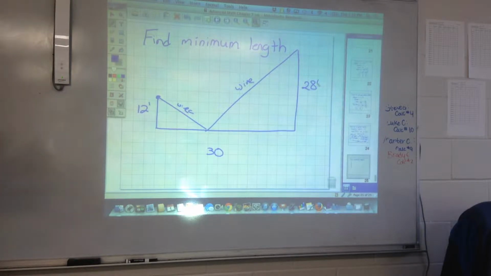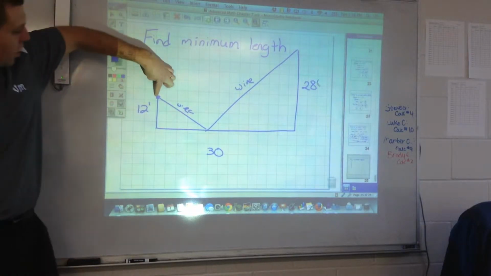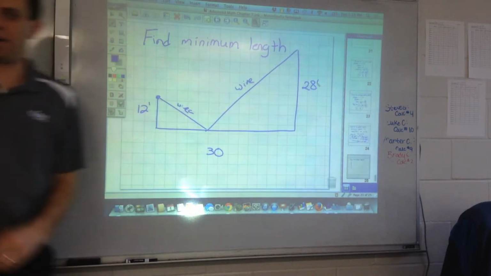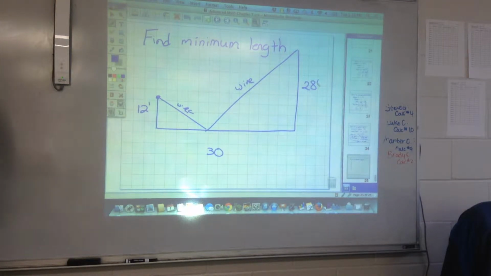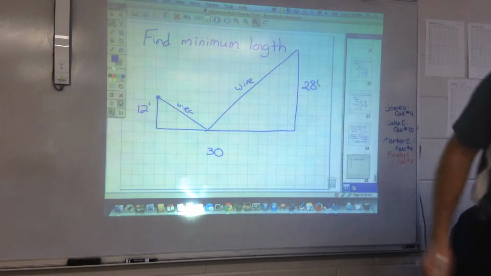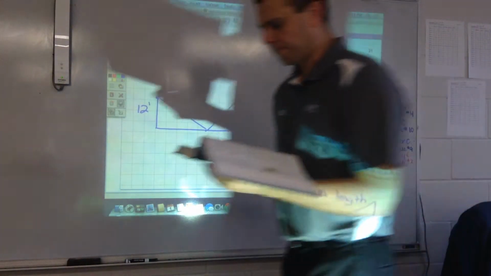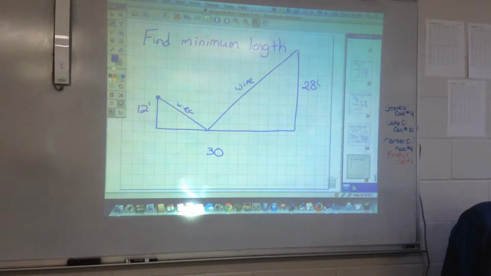Obviously there's lots of different amounts you could use depending on where you had the wire attached to the ground. So we want to find the least amount of wire to use. So let's see. We probably need to start by writing an equation to represent the amount of wire you're going to use, because you want to have an equation that you can maximize or minimize.